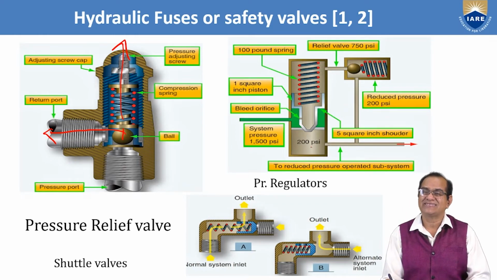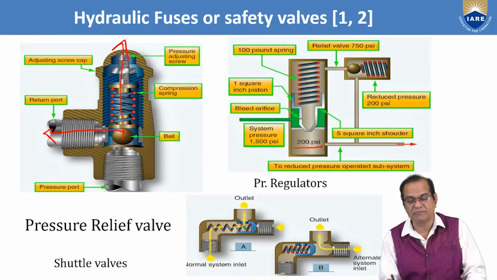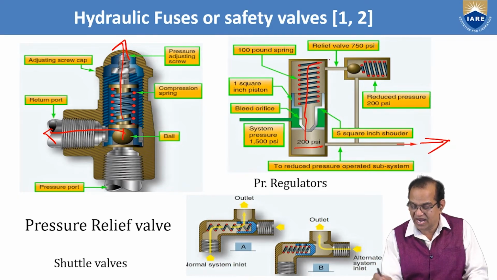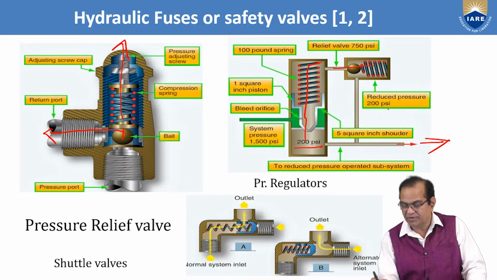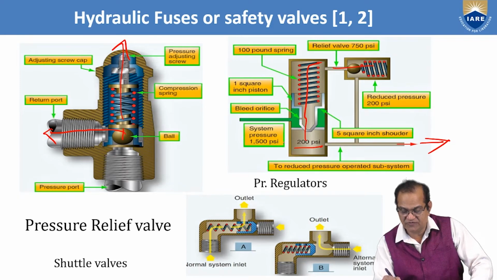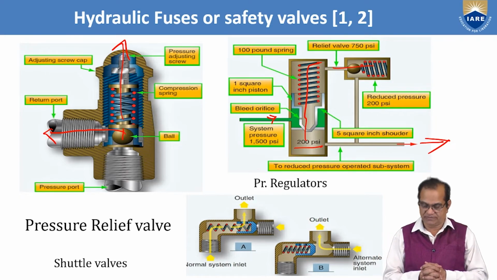Pressure regulator here. These pressure regulators are set for a particular pressure. Here it is shown 200 psi. So if the pressure is 200 psi, it will give here. If the pressure is not that much, it will lift this and go to the reduced pressure of 200 psi. Here is the relief valve, 750 psi. If it is reached, the pressure will be relieved. 100-pound spring, 1 square inch piston, bleed orifice, system pressure 1500 psi. If 1500 is coming and the system requirement is lower, the pressure regulator will regulate how much is the need of the system.